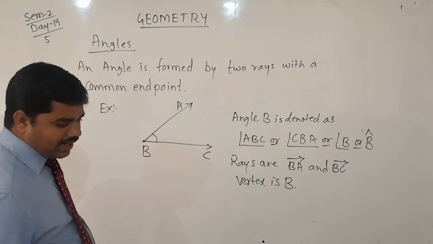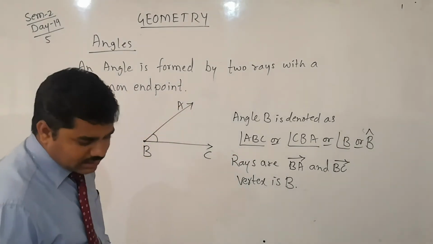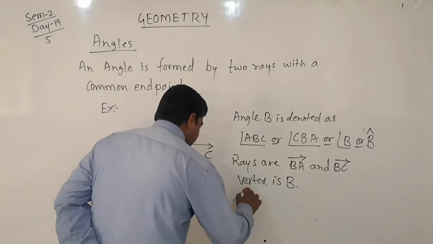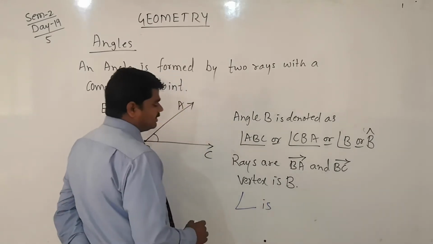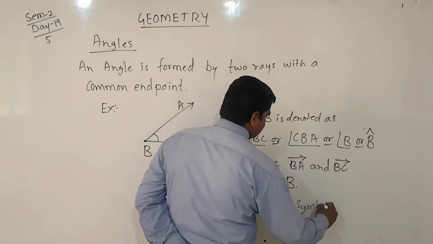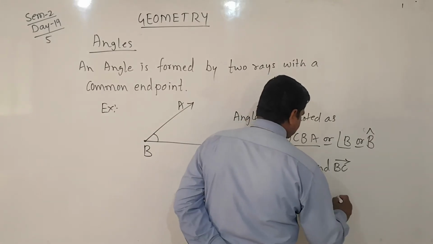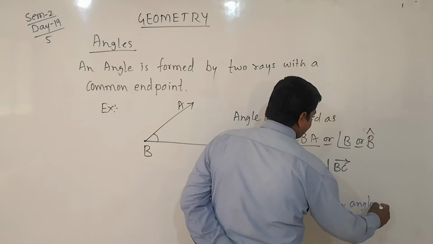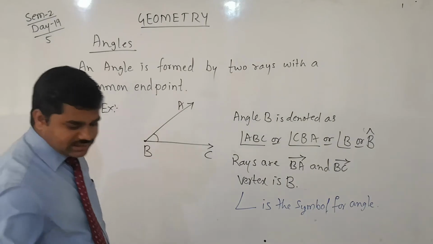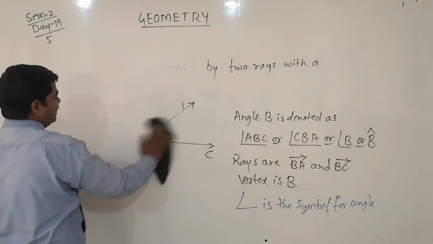This is the sign of angle. I told you, the symbol for the angle. This L shape is the symbol for angle. This is also a symbol for angle. Write this down. And next, we can solve an exercise on these angles, which are very easy.